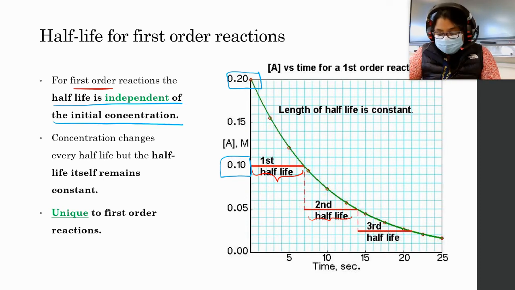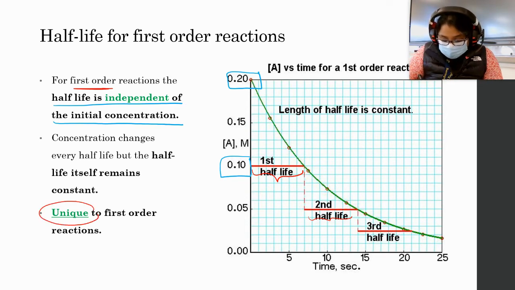So if you get a table with data with the concentration decreasing, but the half-life is not changing, you've got a first order reaction. You can write the rate law for that now. You can write the integrated rate law for that now. Once you determine the reaction order, you have many things that you can do and calculate the rate constant, okay? This is unique to first order reactions.